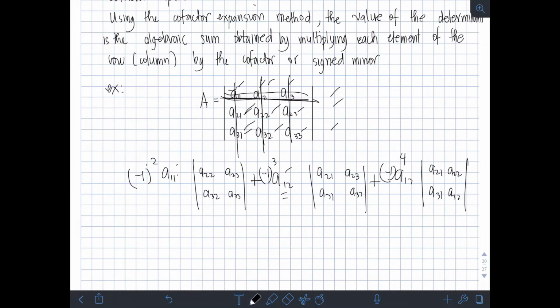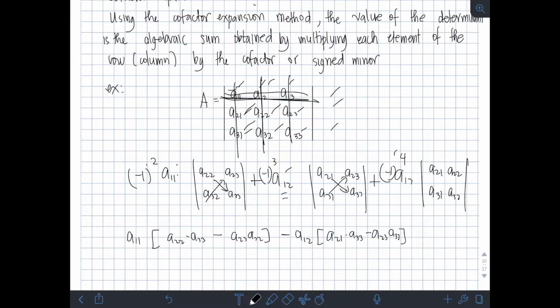Itong negative 1 squared is positive 1. So, parang A11 na lang, times, apply natin yung paghanap ng determinant ng 2x2 matrix. So, product nitong diagonal, A22 times A33, minus product nitong diagonal, pataas na A23 times A32. So, times A22 times A33 minus A23 times A32. Okay, then, negative 1 raised to the third is negative. So, parang minus A12 times determinant nito, product minus product. So, A21 times A33 minus A23 times A31.